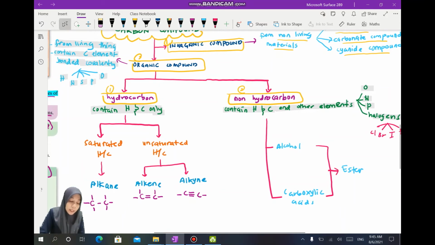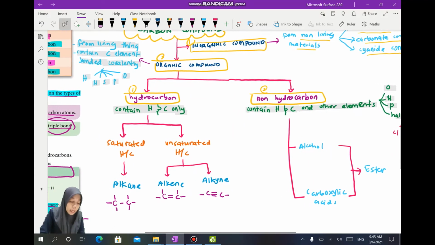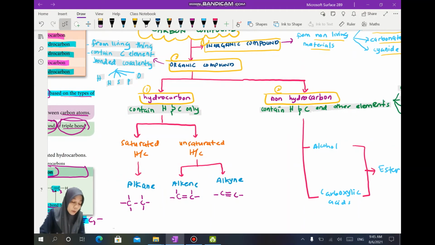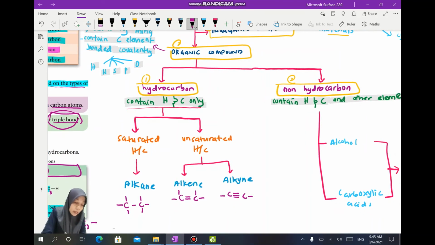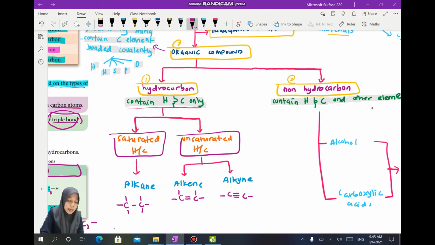Okay, and then kita tengok dulu kepada hydrocarbon. Okay, hydrocarbon contain C and H only. Okay, hydrocarbon are divided by 2. Saturated hydrocarbon and unsaturated hydrocarbon. Saturated hydrocarbon, it has only single bond. It has only single bond between carbon atom. Okay, between carbon atom.